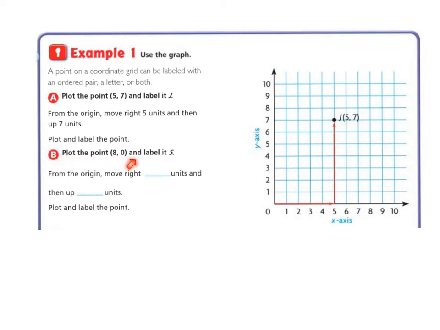So now we're going to do 8, 0, and we're going to label it S. So from the origin, I'm going to move right 8 units, okay? Actually, I'm going to use a different color. I'm going to go over 8 units. So there's the 8 units. And then I'm going to go up. Well, according to this, it's 0. So I go up 0, which means I stay right here on that line. And then I'm going to label it S. Okay, so it's going to be 8, 0.